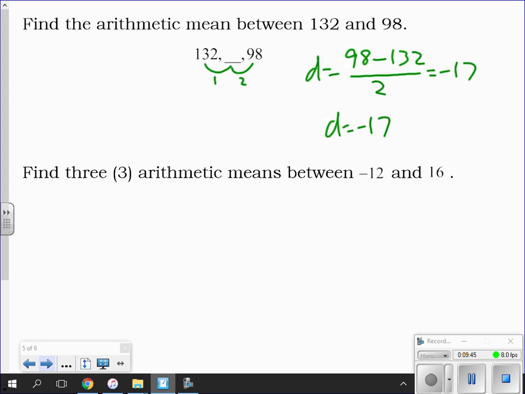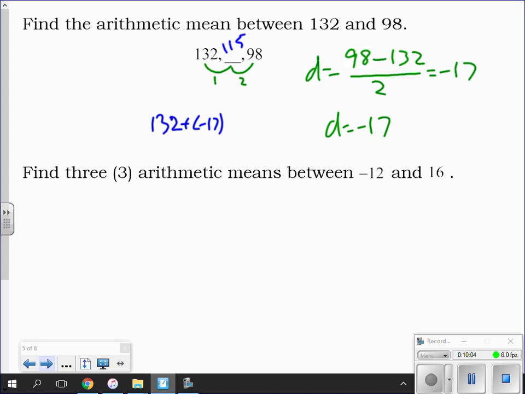Now I know what to do. I need to add negative 17 to 132. Take 132 plus negative 17, and I get the one in between, which is 115. This is also finding the average, but that only works if you have two numbers.